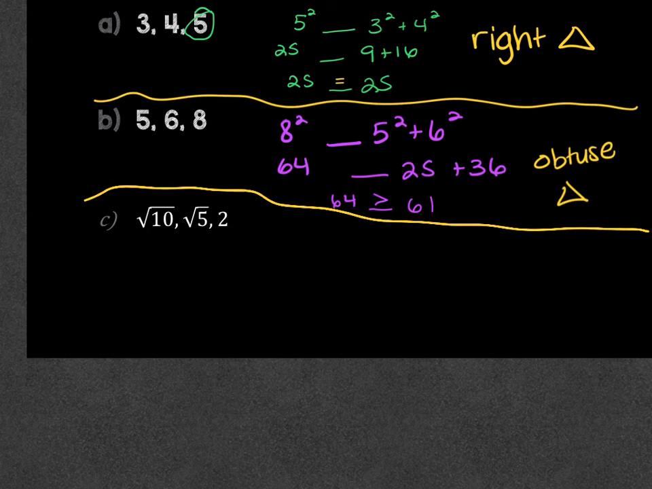So now look at C. I've got square root 10, square root 5, and 2. It's not as obvious what the biggest is anymore. So there are two ways to look at this. One is to try to approximate it. Square root 10 is close to what perfect square? 10 is close to what perfect square?